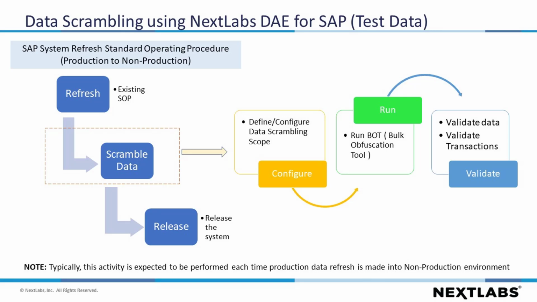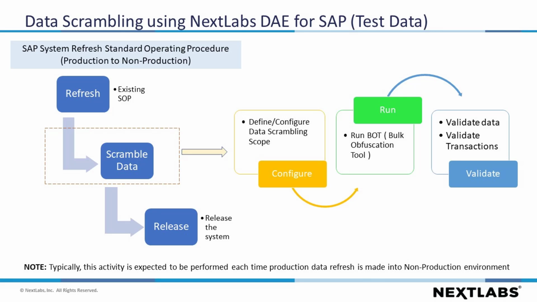Once the production data is available in the lower environment, users define and configure the data scrambling scope. This is done through NextLabs policy definitions that specify which sensitive data elements need obfuscation. Users then run the NextLabs bulk obfuscation tool, which systematically scrambles the defined data fields. After execution, users can verify that the data has been scrambled and no longer contains sensitive information.